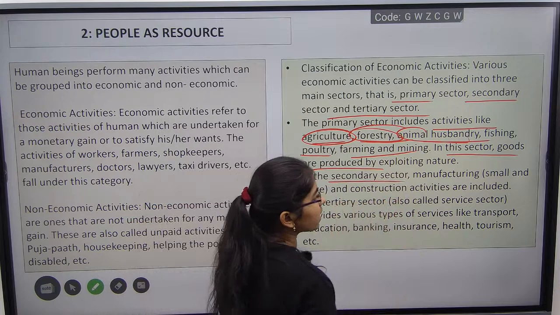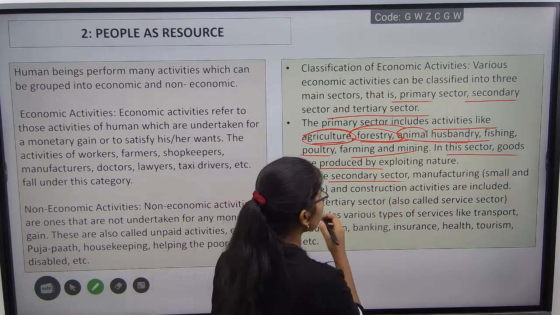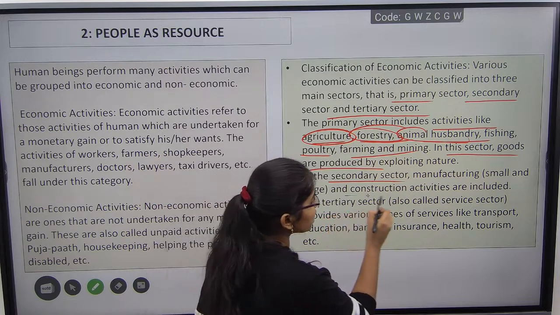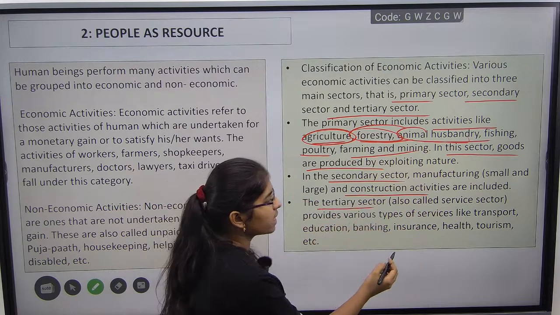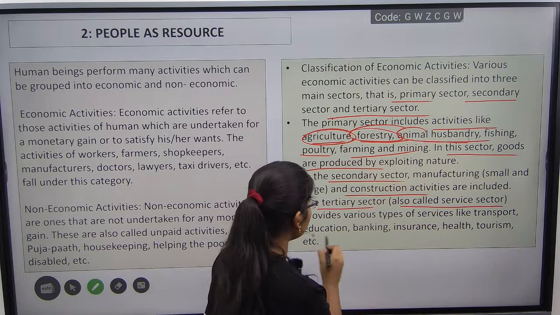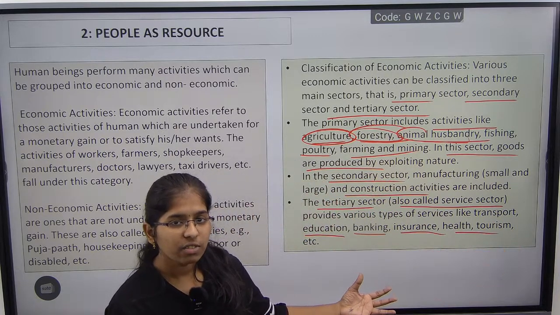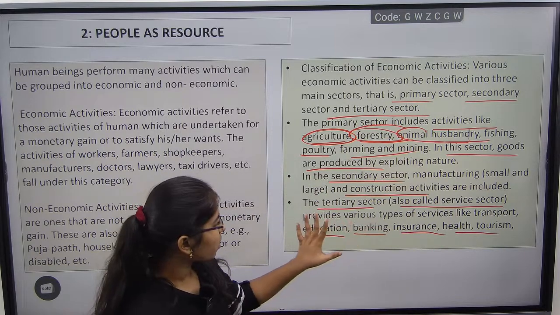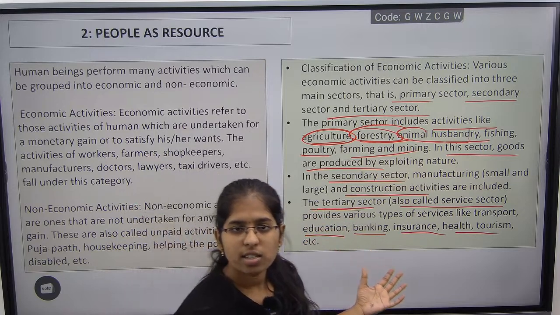And the secondary sector is the manufacturing sector. Here small and large manufacturing come under it, and construction activities are also included. And the tertiary sector is like your service sector, where banking, teaching, education, insurance, health sector, tourism, everything will fall under the service sector. It is also known as the service sector.